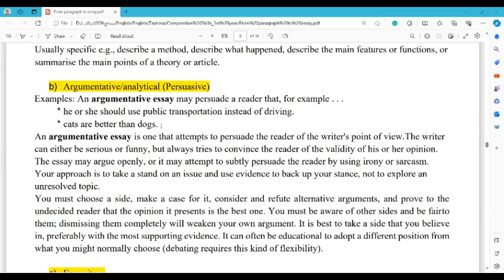Okay, maybe the opposite. Maybe I will convince you that technology has a positive effect on human beings. This is a person's point of view, a specific opinion. So it depends on the opinion of the writer, and on how the writer tries to persuade the reader.